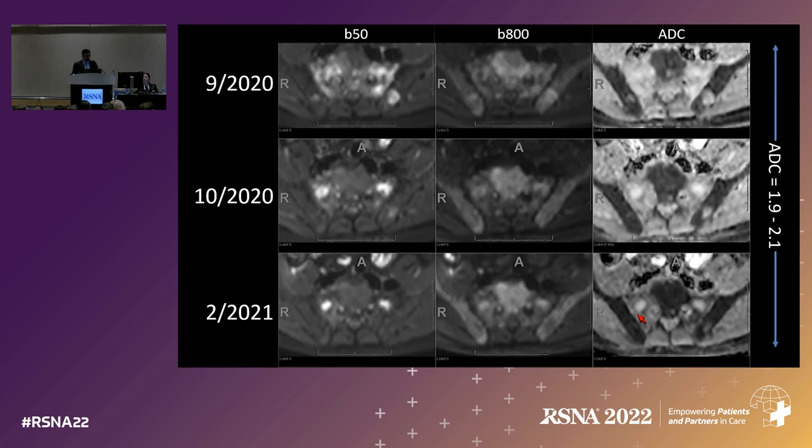And then just for completeness sake, these are the B50, B800, and ADC, and the ADC values range between 1.9 and 2.1 inside these little areas right here.